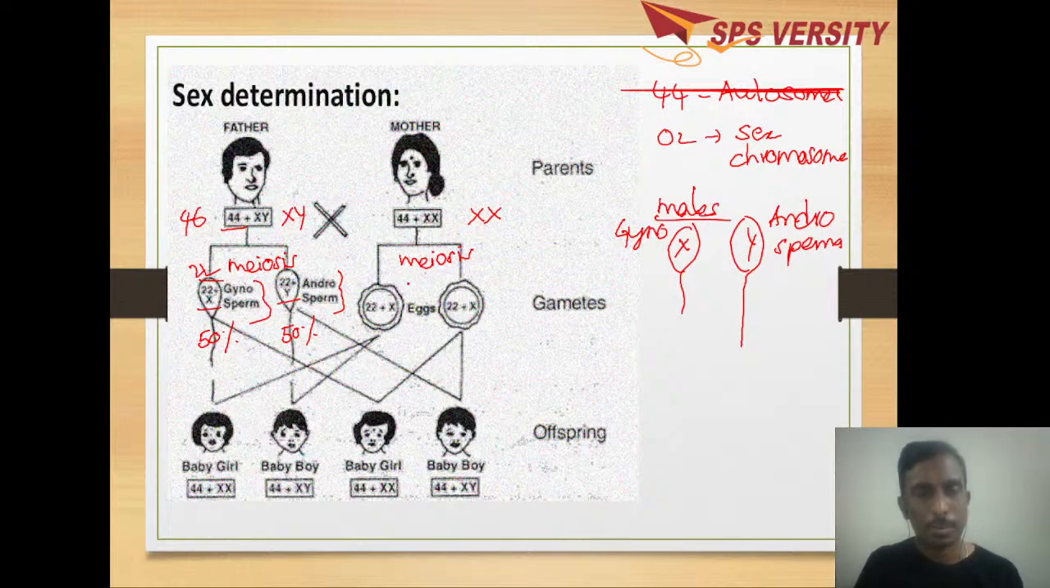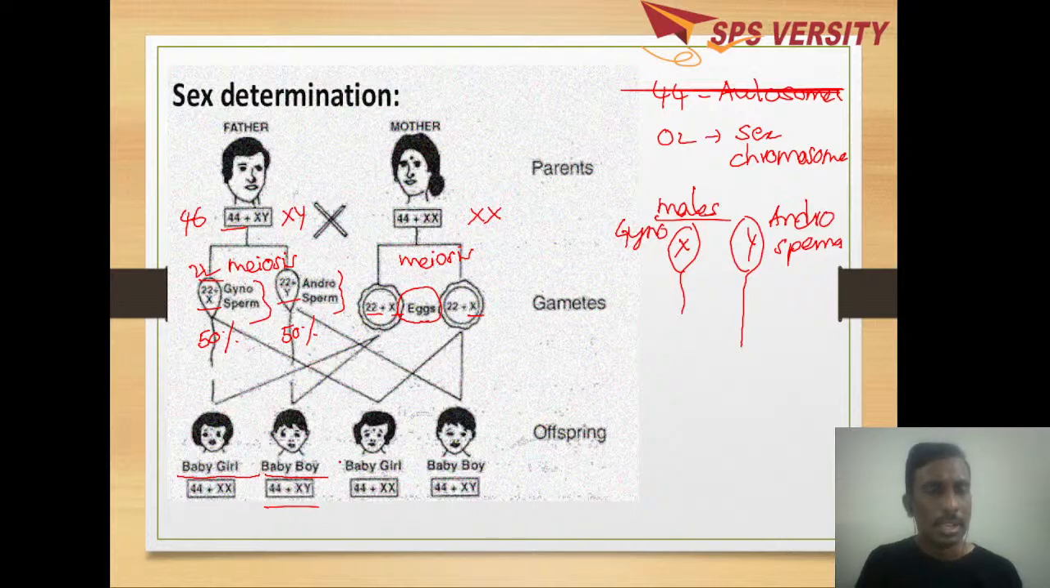But when you come to females, it is not like this. There are 2 X chromosomes. All the egg cells, that is all the ovum, will have X chromosome: 22 autosomes, 1 X chromosome. So the ovum which fuses with gynosperm, we can see a baby girl. The ovum which fuses with androsperm, we can see a baby boy.